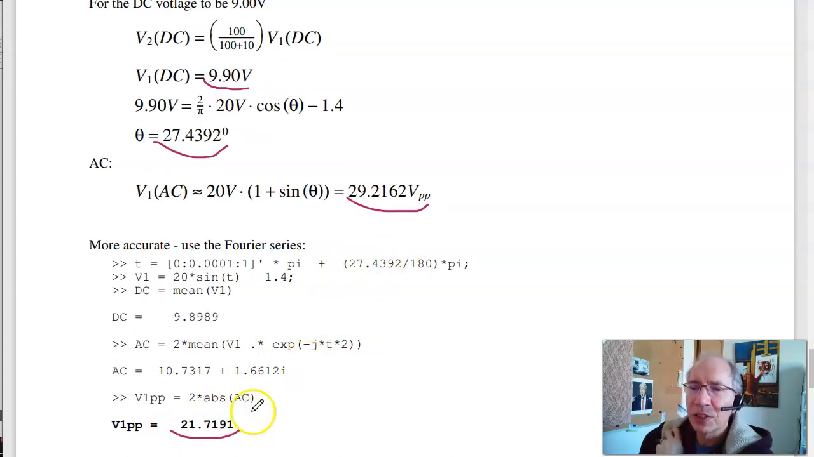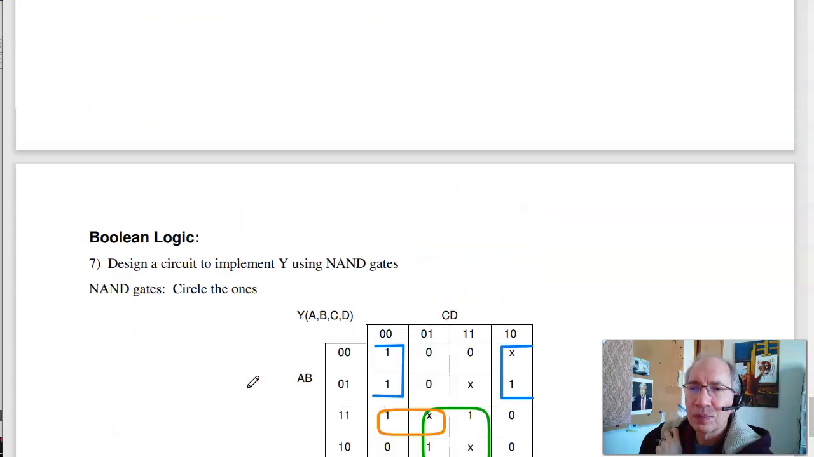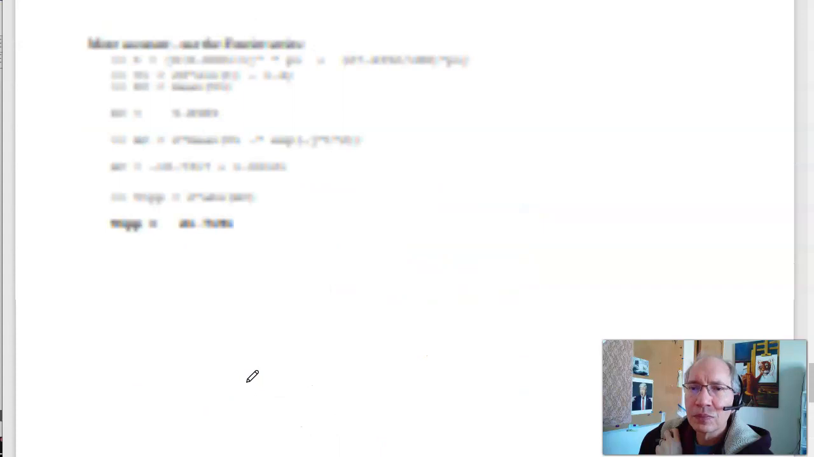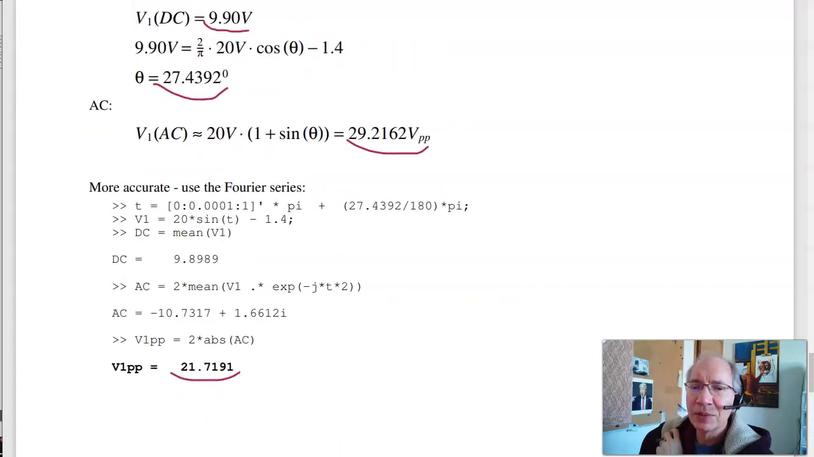Either one's fine on the homework. Again, this one's more work. It's going to be a little more accurate, though. Did I forget to do something? Oh, yep. Then you've got to find C.